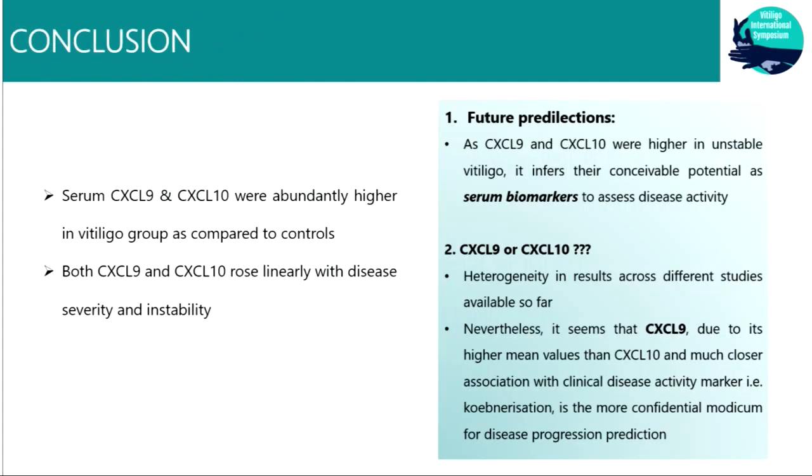So to conclude, both serum CXCL9 and 10 were abundantly higher in the vitiligo group as compared to controls, and both rose linearly with disease severity and instability. For the future, we can say that both these were higher in unstable vitiligo, thus inferring their conceivable potential as serum biomarkers to assess disease activity. However, there is heterogeneity in results across different studies available so far, but it seemed that CXCL9, due to its higher mean values than CXCL10 and much closer association with the clinical disease activity marker, that is koebnerization, is the more confident modicum for disease progression prediction.